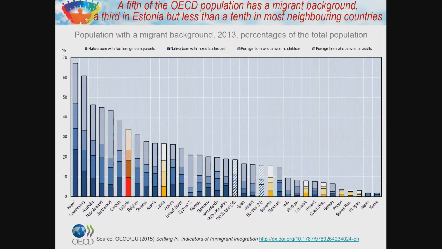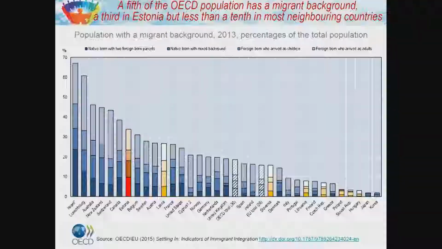So what can we see here? We can see that a fifth of the OECD population has a migrant background, but this is a third in Estonia, and less than a tenth in most neighboring countries. What I found very interesting is that Estonia is closer to what we call the settlement countries, like Australia or Canada, in terms of numbers, than to its other neighboring countries. Of course, Latvia is in a closer position to Estonia compared to other neighboring countries. So we're talking about great numbers. This is my point with this figure.